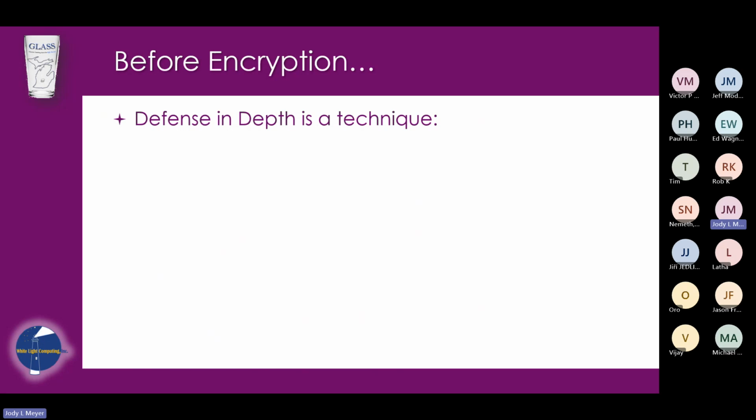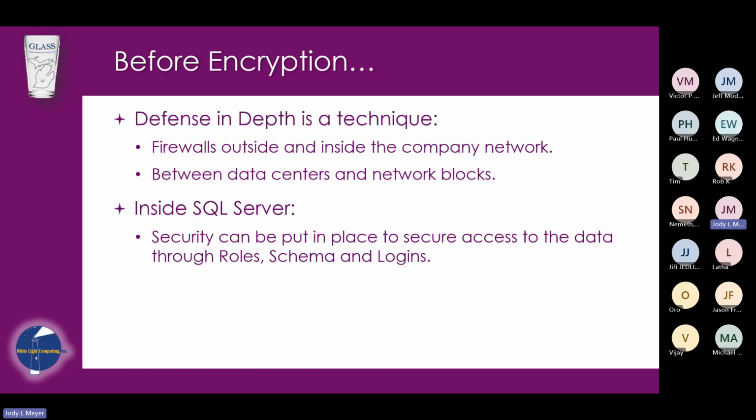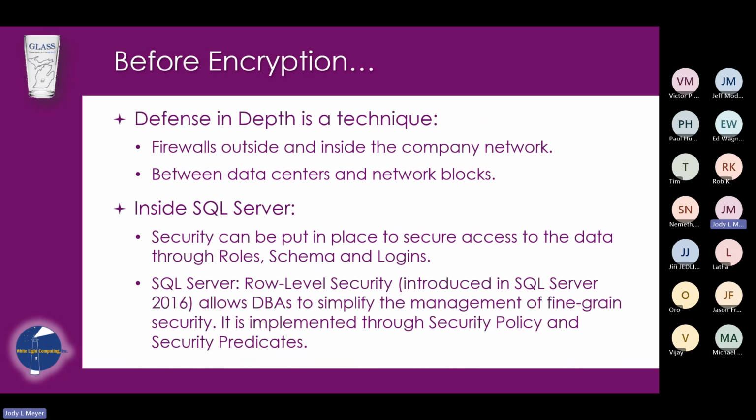With encryption, it actually starts before we start encrypting. Defense in depth is a technique where there are firewalls outside and inside the company network, between data centers, and you have network blocks so that people can't have access to those. Inside SQL Server, there is security that the DBAs can set up through roles, schemas, and logins. SQL Server in 2016 also has row level security.